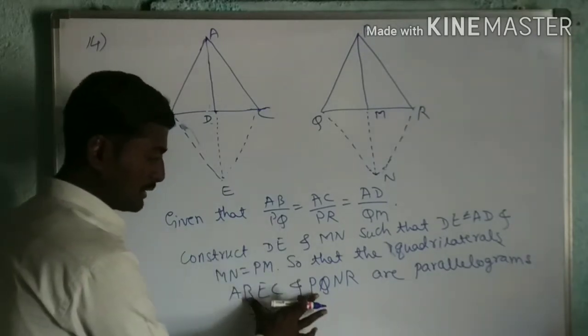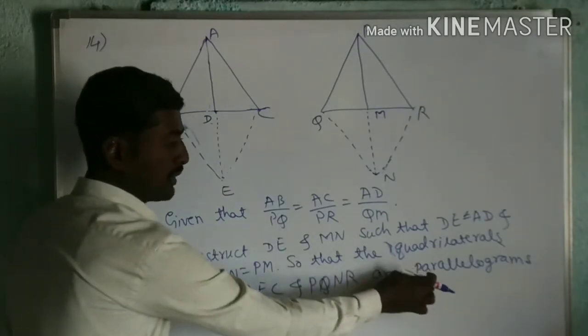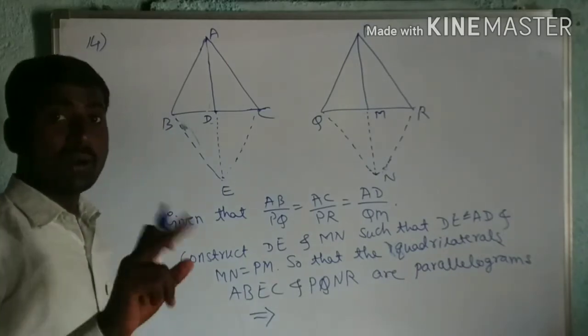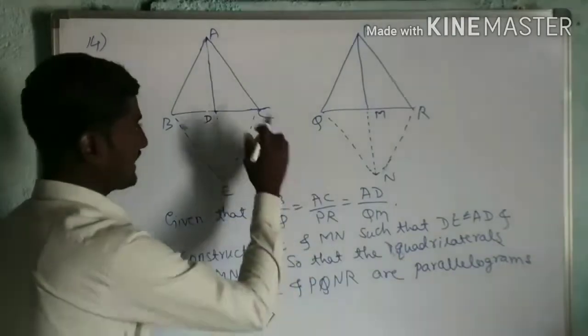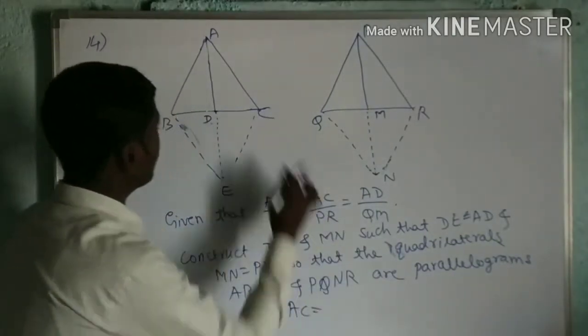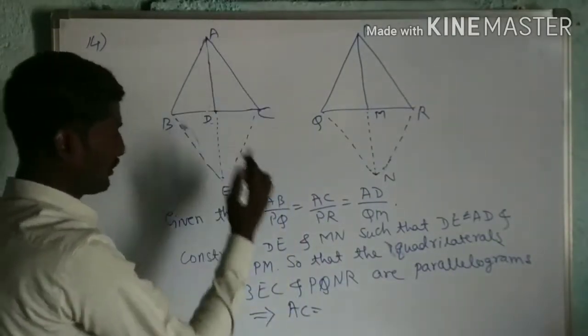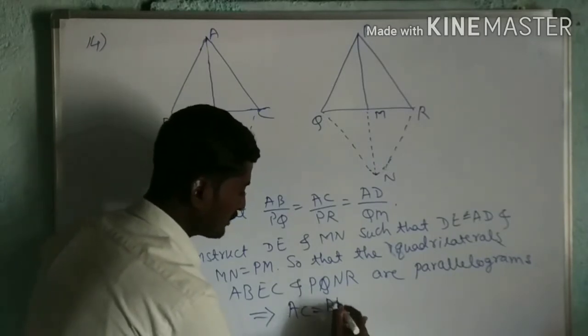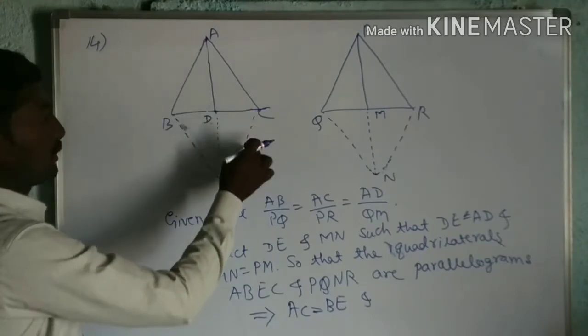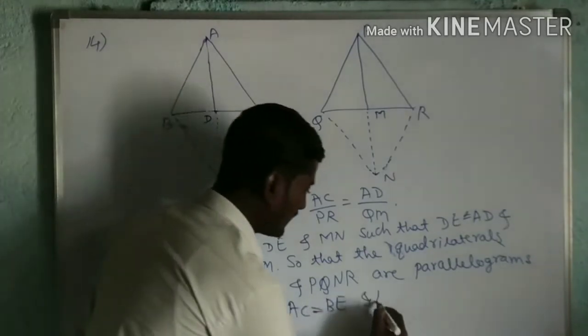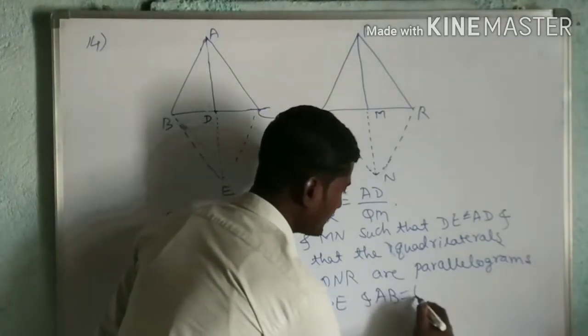If these two are parallelograms, one more condition in a parallelogram is what? Opposite sides are equal. So with that condition I will write AC is equal to BE, and AB is equal to EC. AB is equal to EC. Okay.